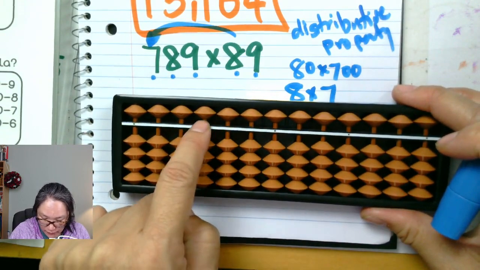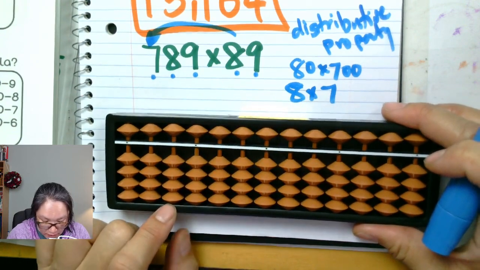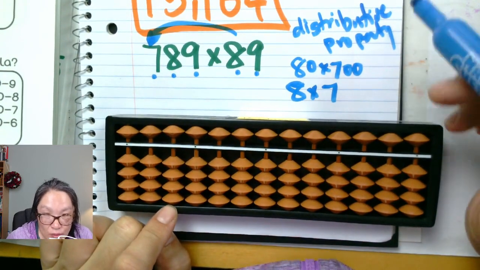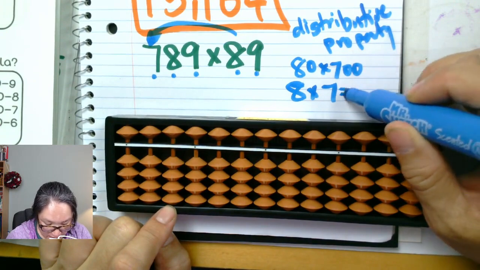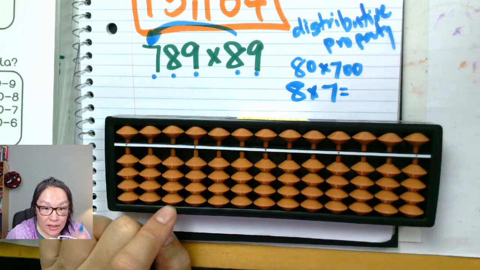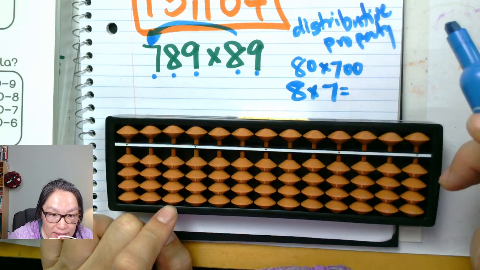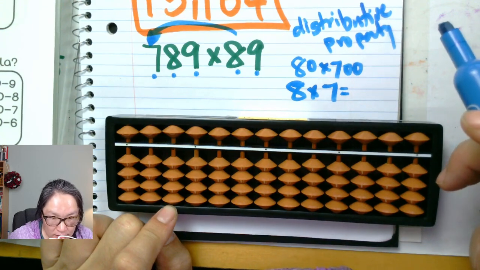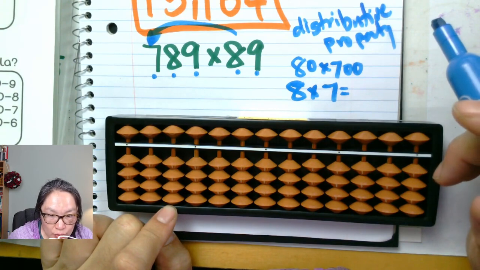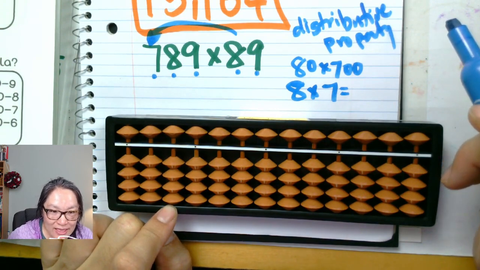1, 2, 3, 4, 5. So what is 8 times 7? Even though the 8 is in the tens and the 7 is in the ones, it doesn't matter. I'll show you. What is 8 times 7?